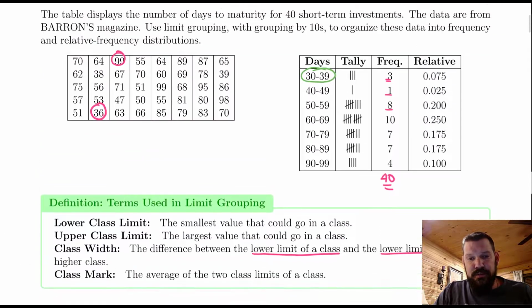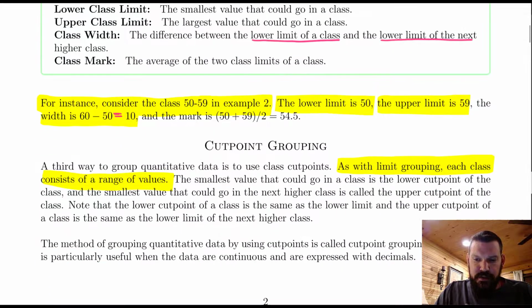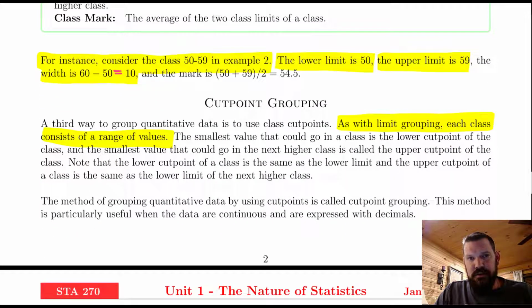With that previous example, in example 2, you can see we had discrete values. We're looking at a count of how many days to maturity. So we're not doing a measurement, we're actually doing a count. With cut point grouping, you're looking at continuous variables, something that you can measure.